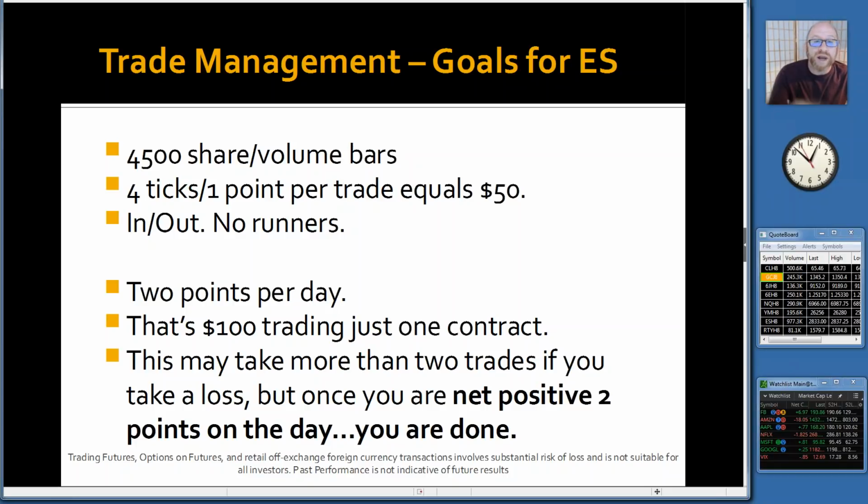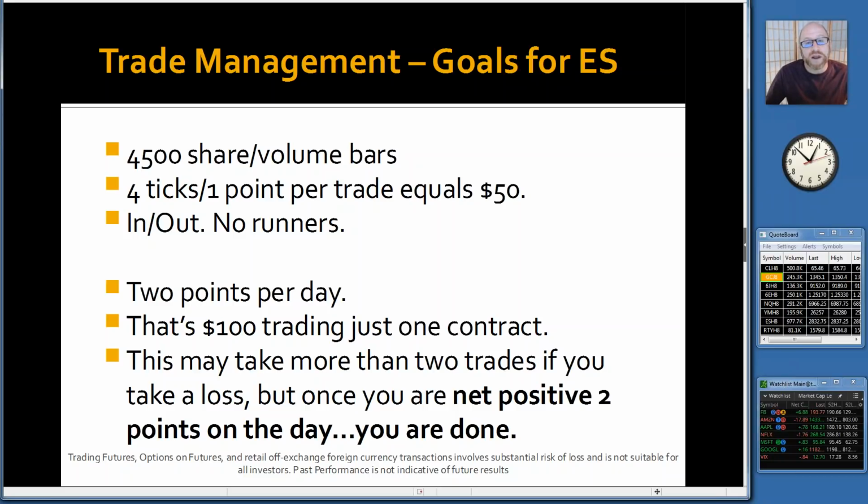You want to only make 1 point in, out, you're done. Again, it might take more than one trade. You might take a loss on one trade, but once you're net 2 points for the day, you're done. Remember that volume. You want to get those trades in the first 2.5 hours, but if you're going to sit there all day, that's cool.